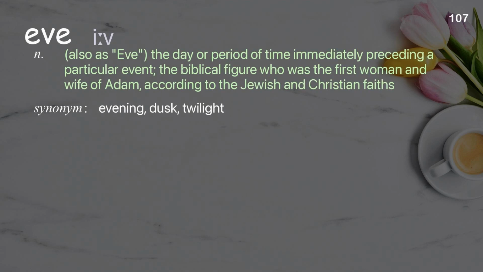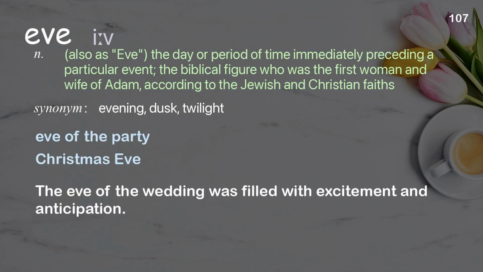Eve. Also as eve, the day or period of time immediately preceding a particular event; the biblical figure who was the first woman and wife of Adam, according to the Jewish and Christian faiths. Examples: eve of the party. Christmas Eve. The eve of the wedding was filled with excitement and anticipation.